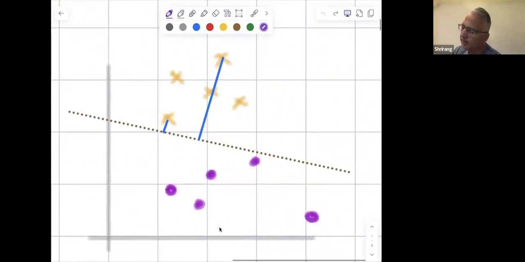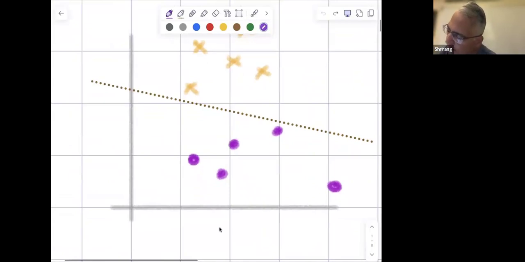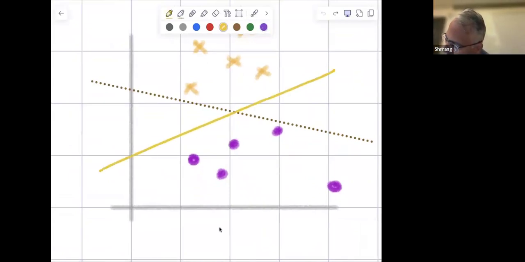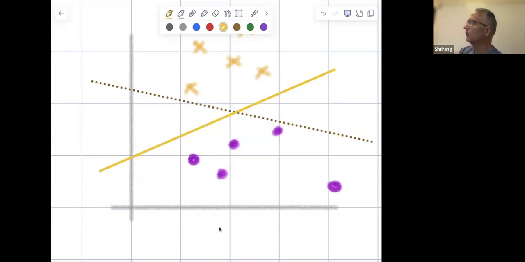In contrast, we'll get to this. If I had a hyperplane that was like this, this seems to be kind of better, right? But how do we quantify that? Why do you think the yellow solid line is a better separating hyperplane than the brown dotted one? It's equidistant from both the classes, right? That's absolutely right. And that is what we are looking for.